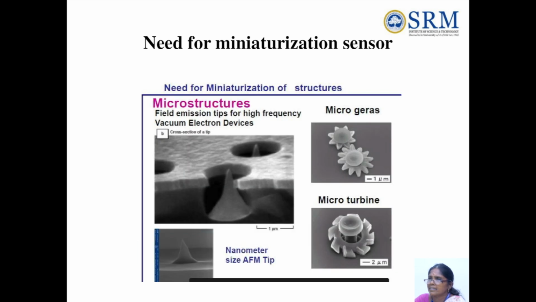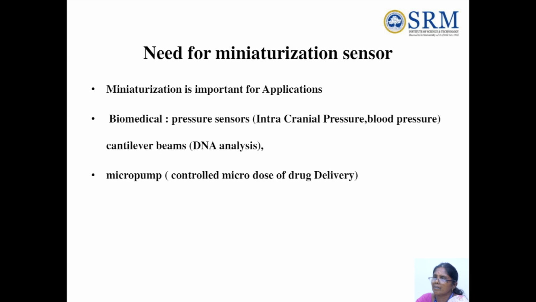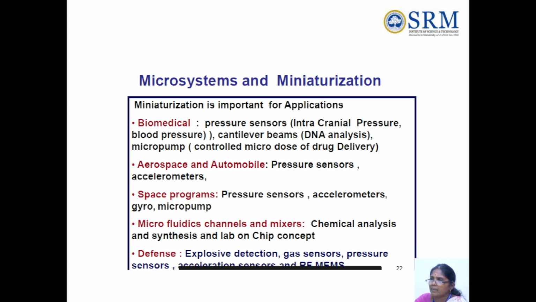This image is for a microstructure: microgear, microturbine, micropump. This is also a micropump. There is a need for miniaturization of sensors. Miniaturization is important for applications. One is biomedical. In the biomedical field, a pressure sensor is used, and a micropump controls micro doses of drug delivery. Miniaturization is important for biomedical pressure sensor applications.